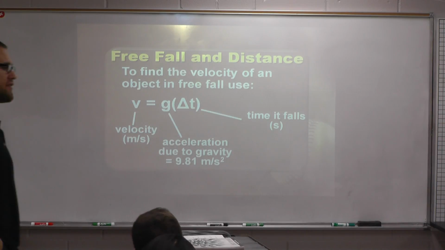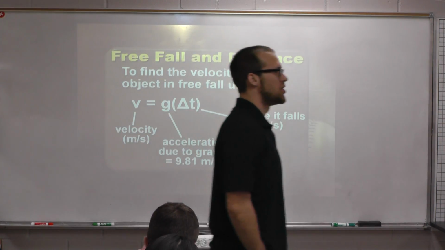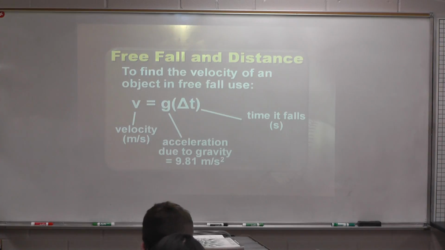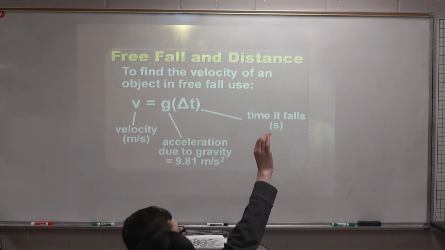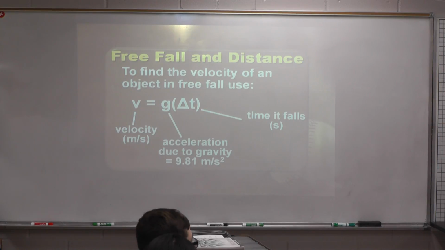Now, what did we say from yesterday is true about free fall? In order to free fall, you have to have zero error. Zero error. Okay? So we are assuming here that we do not have any error, and what that means then is that all objects are going to accelerate towards the Earth at a constant acceleration of 9.81 meters per second squared.